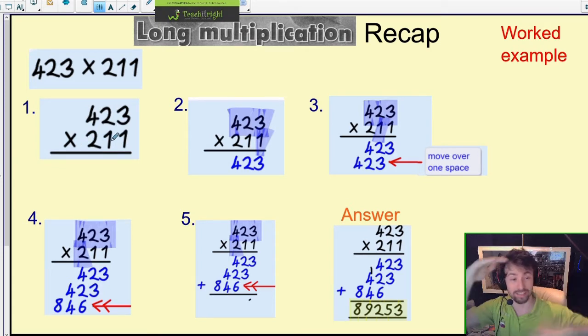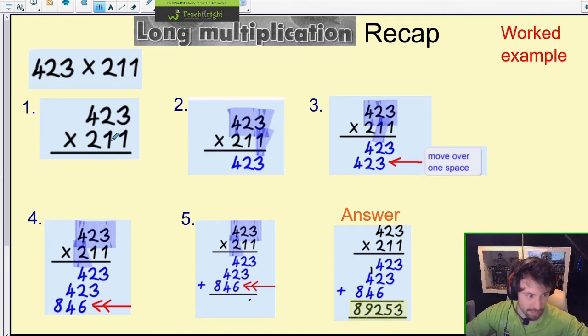With multiplication, it doesn't matter the order. You can have whichever one on the top or the bottom you like. You'll see that changes for division. So I actually tend to put the larger number on top, but that's entirely up to you. We go through one by one, so you can see it's highlighted here, and we multiply each number in turn by all the numbers above it.